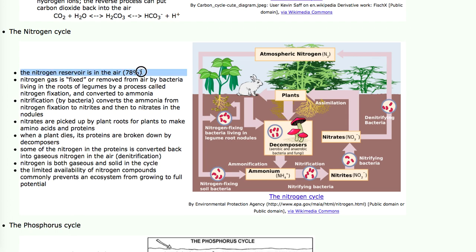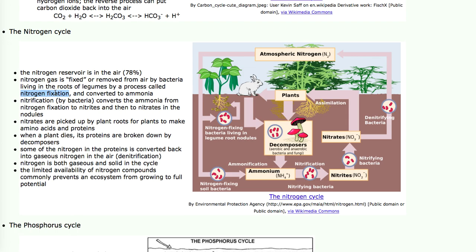Air is 78% nitrogen. And nitrogen gas is fixed or removed from the air by bacteria living in the roots of legumes. The bacteria living in the roots do a process called nitrogen fixation, where they convert the nitrogen gas to ammonia. At that point, the ammonia is converted to nitrites by bacteria. Other bacteria convert the nitrites to nitrates, and then the nitrates are absorbed by plant roots, and the plants use those to build their proteins.